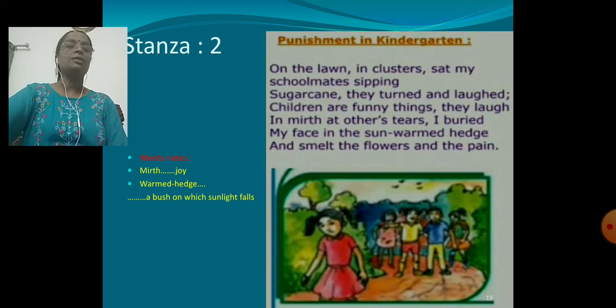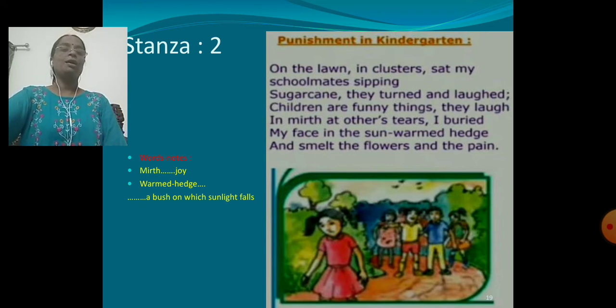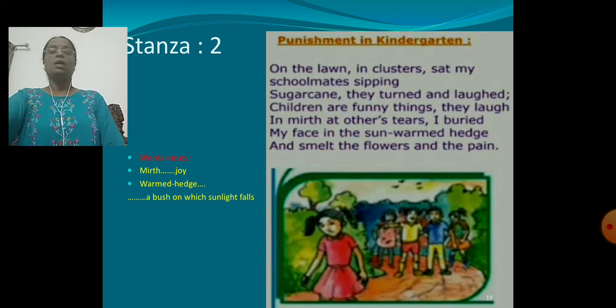Here you can see in this line that children are funny things. They laughed in mirth at others' tears. So here, according to Kamla, the children are funny creatures and they laugh at others' pains, and it is a habit of little children to laugh at the difficulties of others. And they did the same with Kamla, a little nursery child, when she was scolded, without realizing how much she was hurt.